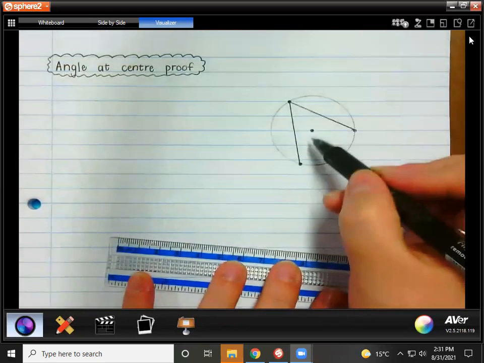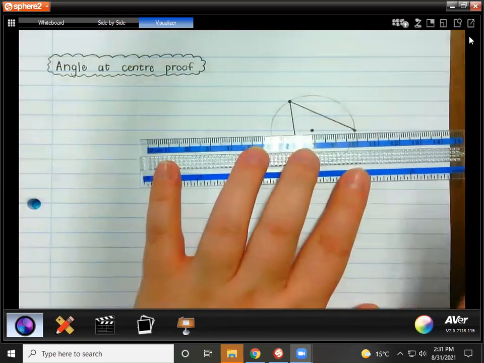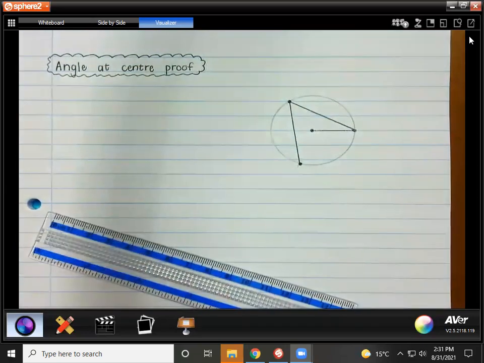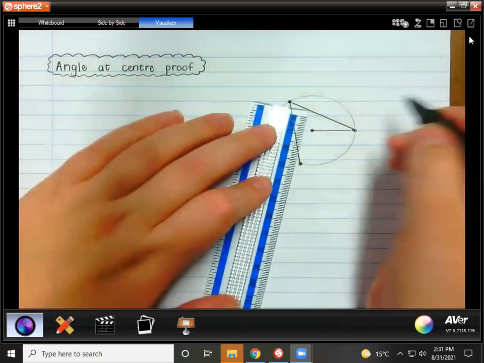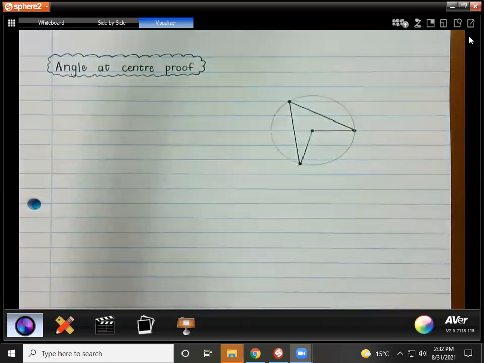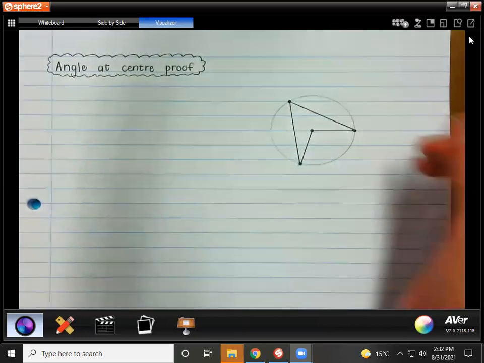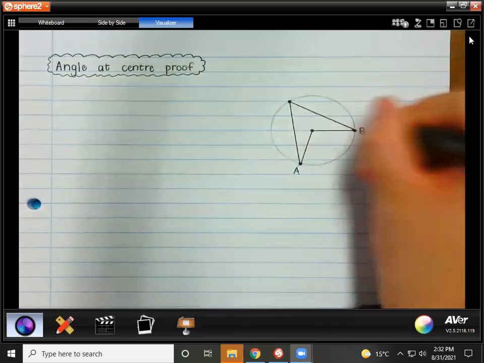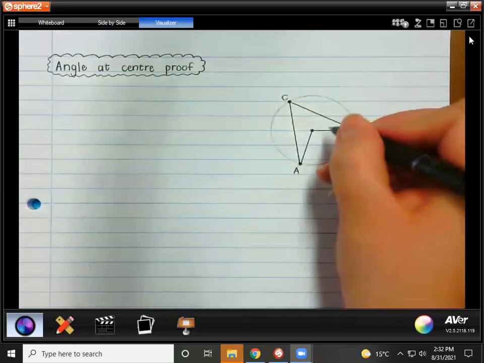So that middle point there is the center of the circle. If you didn't draw it using a compass, you just kind of need to guess where the center would be. It doesn't have to be accurate. So we're basically drawing that typical angle at center, angle at circumference kind of image. That is what will be given, guys. They'll give you that picture. So let's call this A, B, and C, and the center is O.